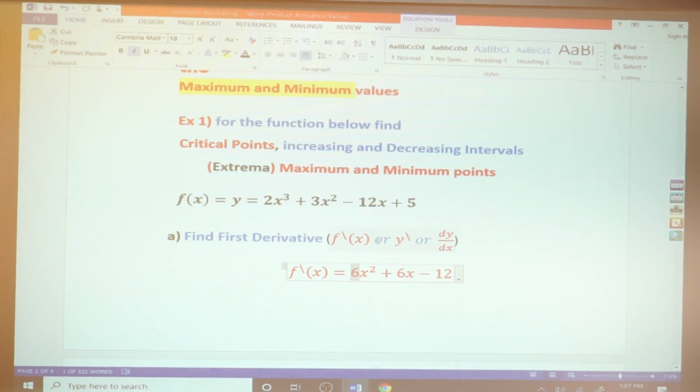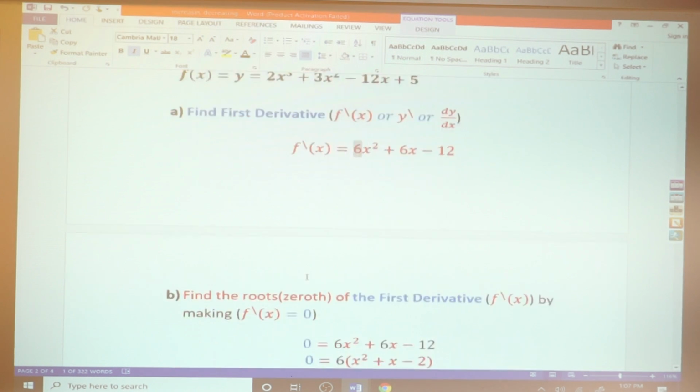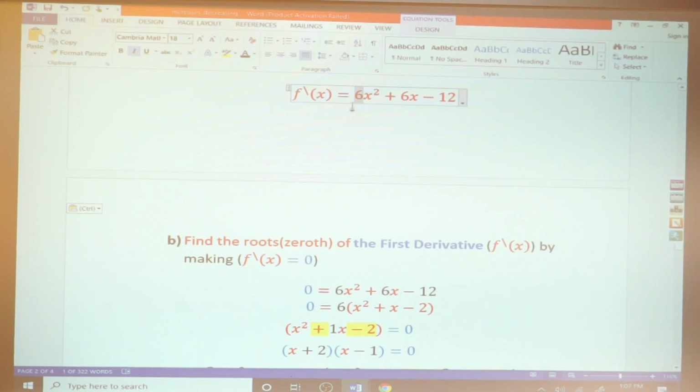Now, after that, what's the second step here? To make it equal to 0. You make this equal to 0. 6x squared. I changed the 6 and 12 to black to be able to take it as GCF. Then 6 and 12, we took 6 out. What is left inside? x squared plus x minus 2.